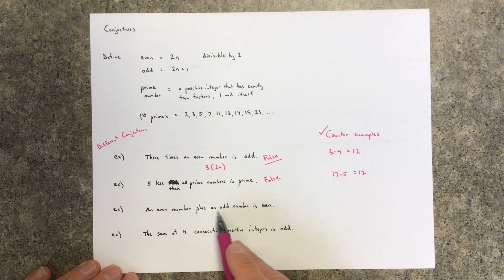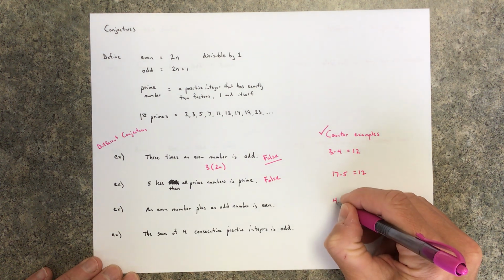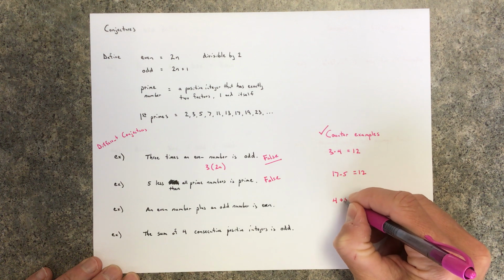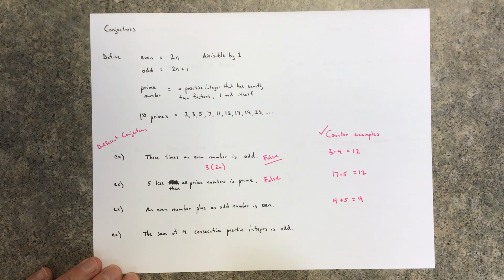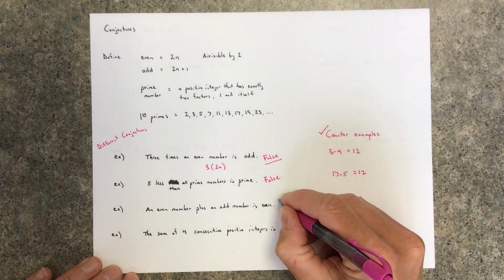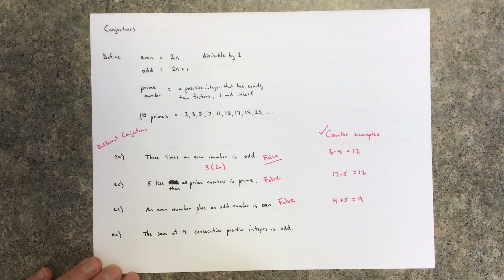An even number plus an odd number is even. An even number plus an odd number, well, that even number plus that odd number is odd. And so this counterexample, again, proves this false. It's very easy to prove things false. All you need is one counterexample.